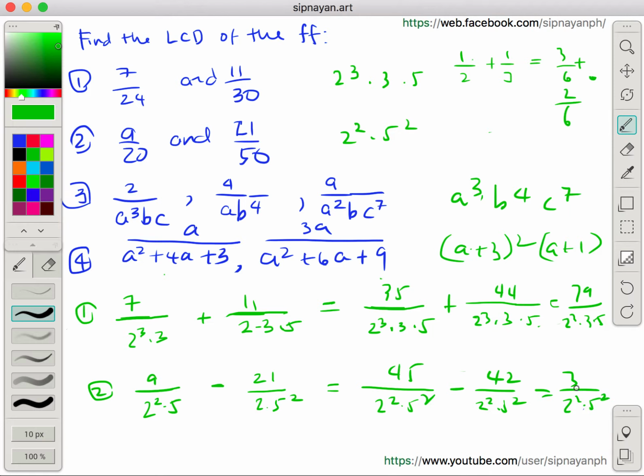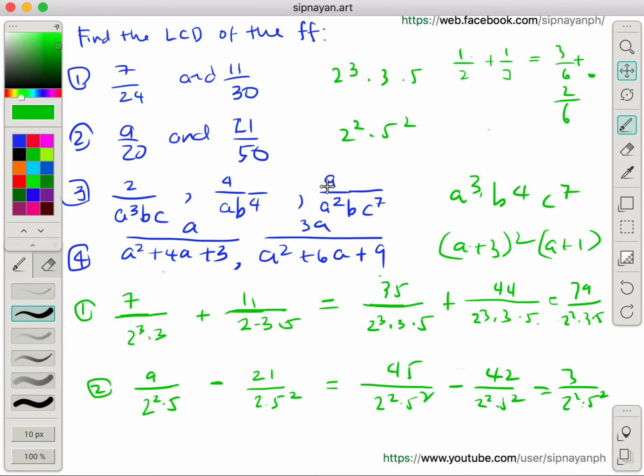Again, you can simplify this, but in this case, hindi natin siya kailangan simplify. No? Dahil pinapakita natin yung pagkakapareho ng fractions tsaka yung rational expressions na mayroong variable. No?